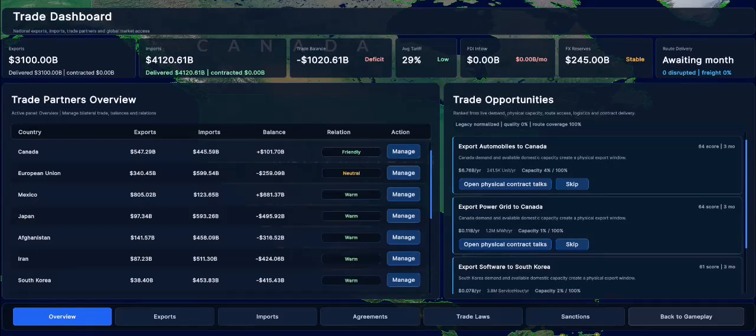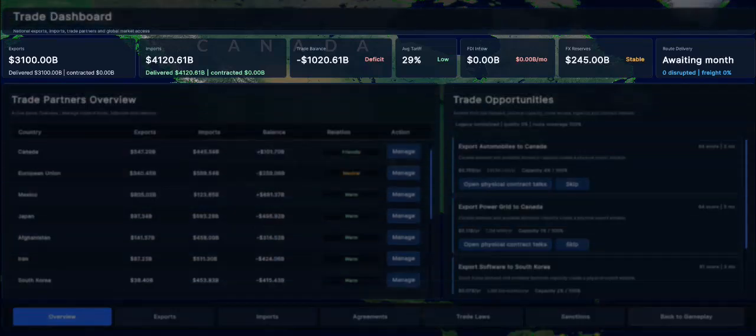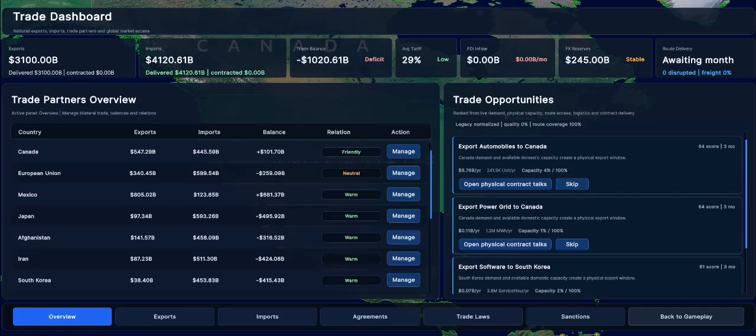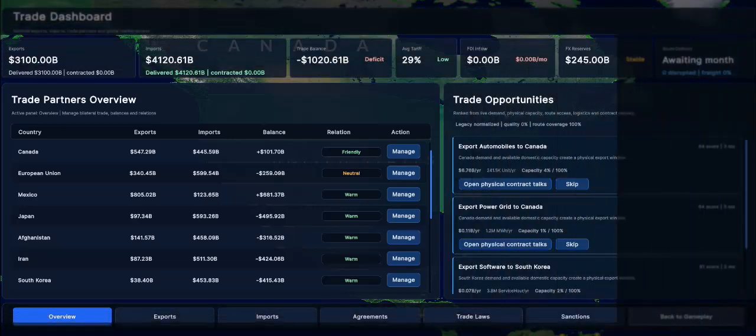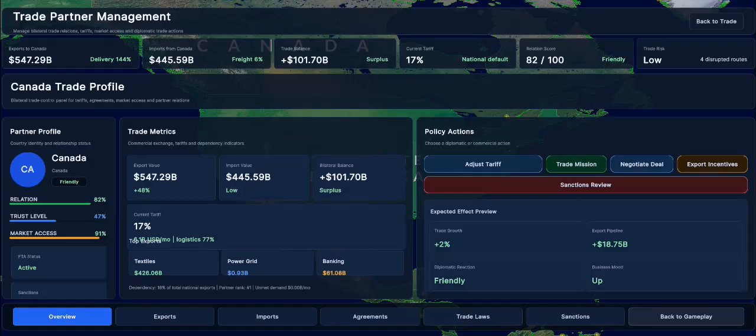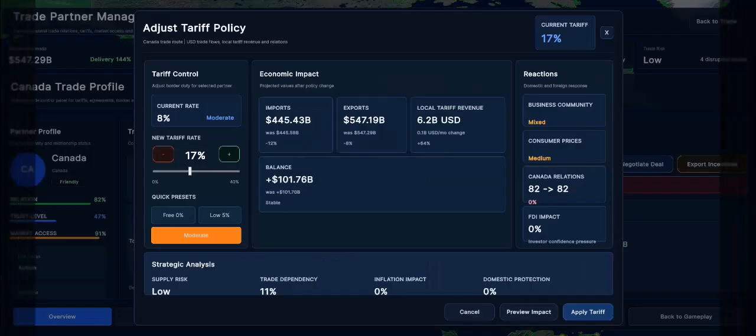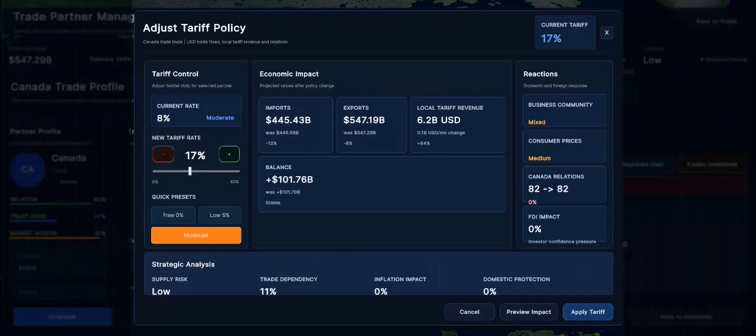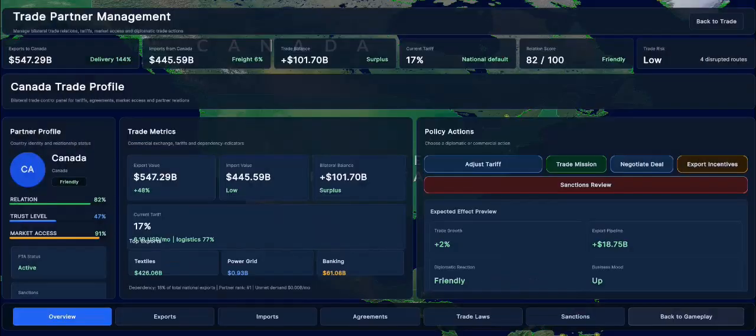Beyond your borders, control the flow of trade. Track exports, imports, the trade balance, supply chain risks, and dependence on foreign goods. You can manage individual trade partners and perform different actions. Adjust tariffs. Increasing or decreasing tariff rates can directly hurt your relations with your trade partner, so use this tool diplomatically, not just as a revenue source.